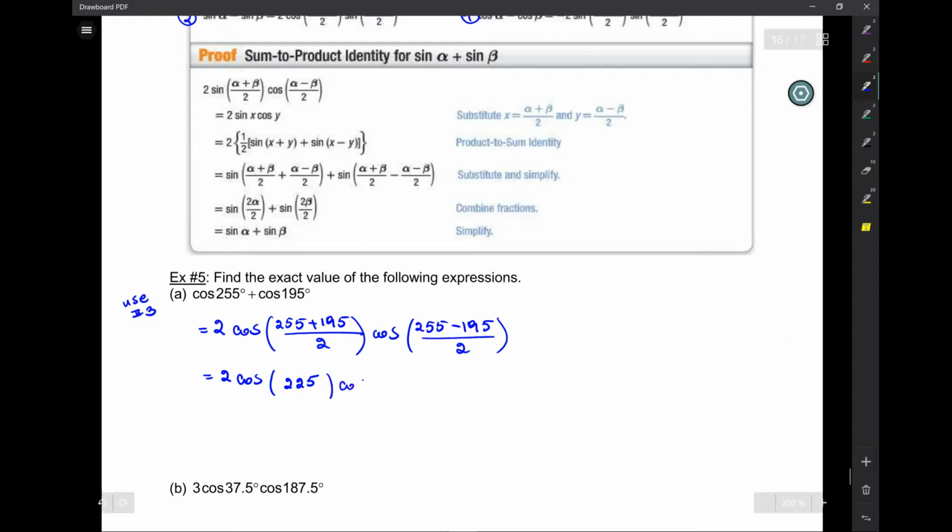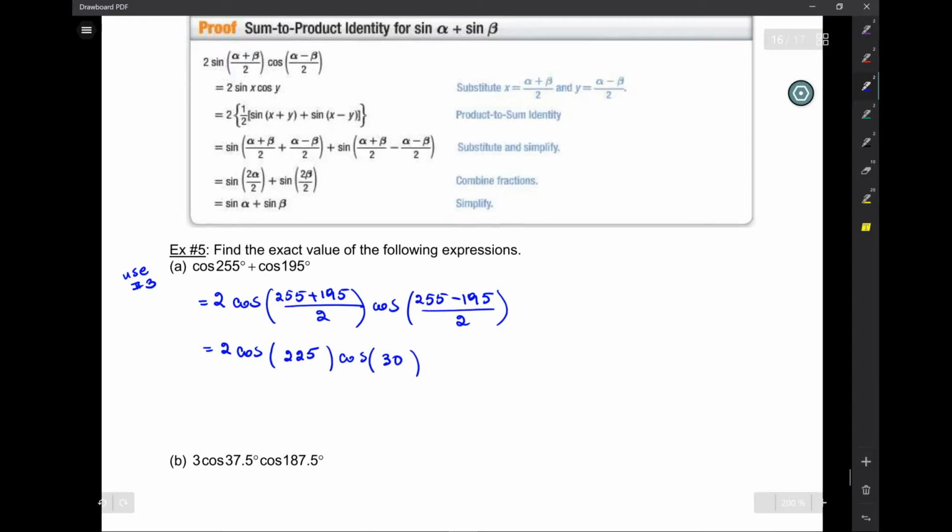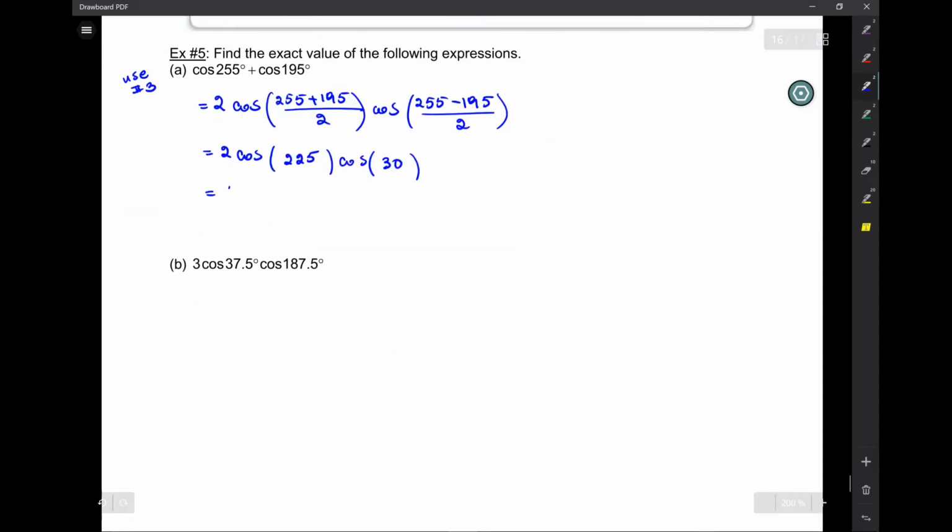What about this one? Cosine of what here? 30? What do you guys think? 30? Yes? All right, I see 30. That's another one that's on the unit circle, guys. Okay. So this is 2 times. All right. What about the cosine of 225? Pi over 6. Pi over 3. One more.